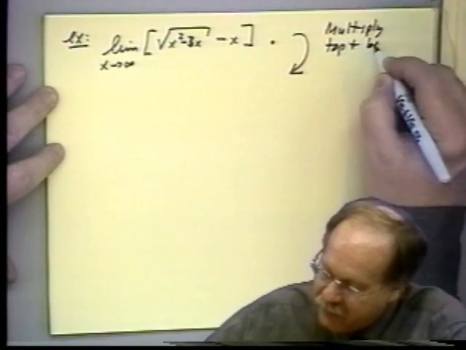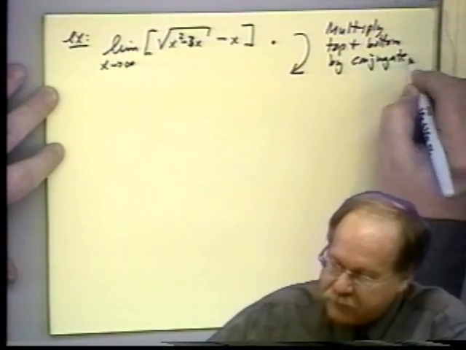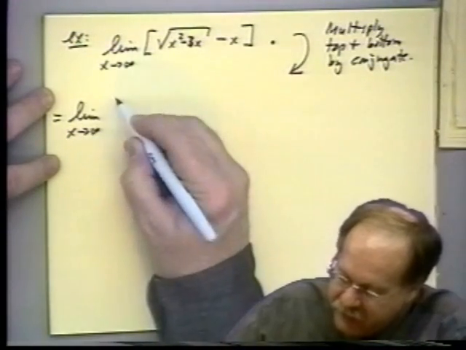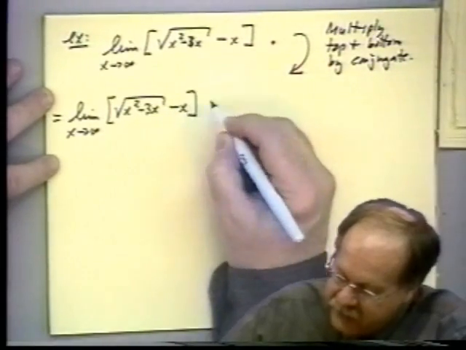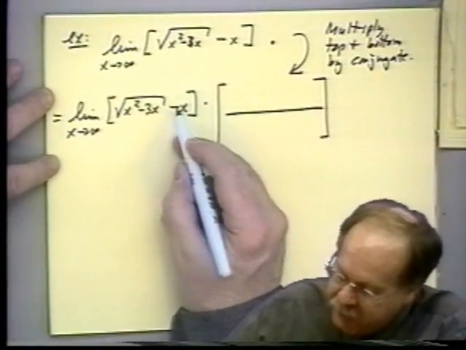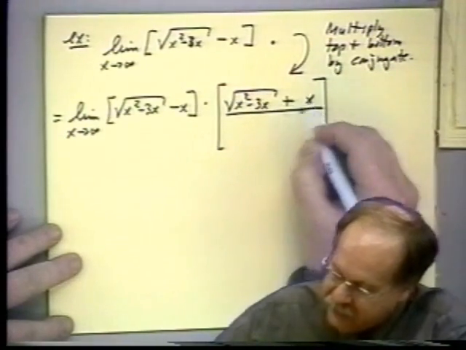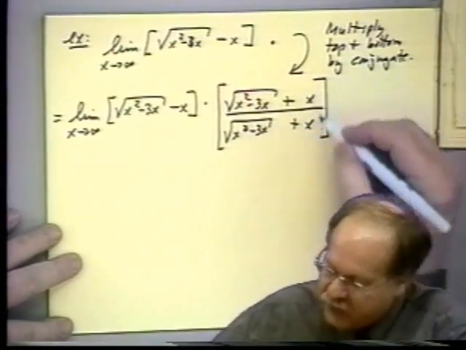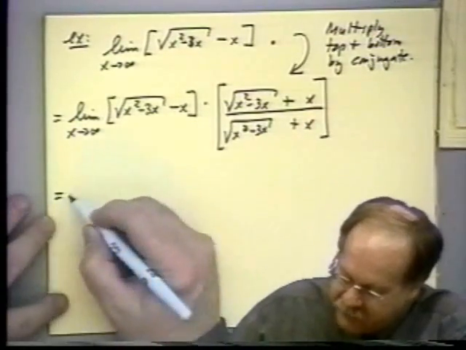So multiply top and bottom by the conjugate. So that gives us this. As x goes to infinity, let's write the original expression down here, minus x, and multiply now by the conjugate of that expression, which is this expression with a plus in the middle. So this is the square root of x squared minus 3x plus x. And the same thing on the bottom, so that the net result again is that this is 1. Doesn't change the expression that we're trying to work with.